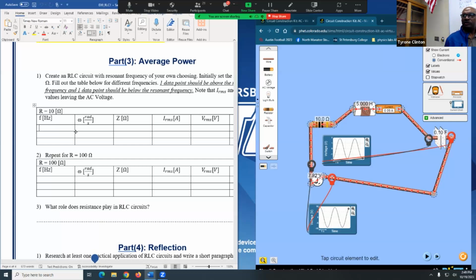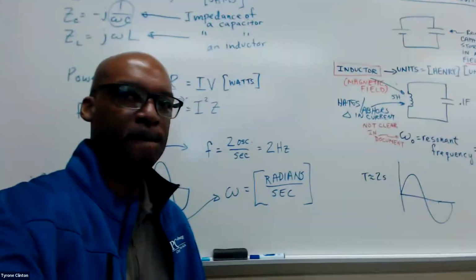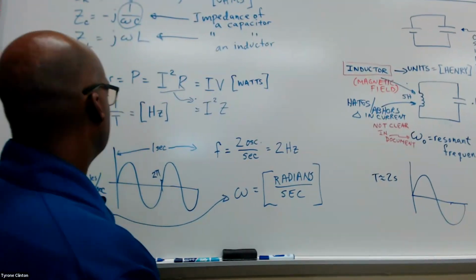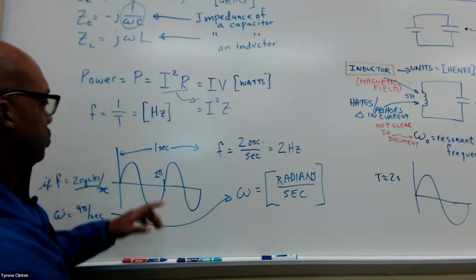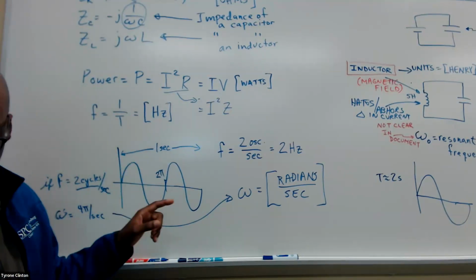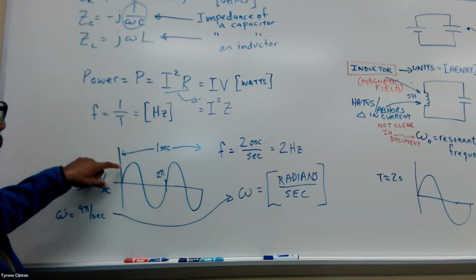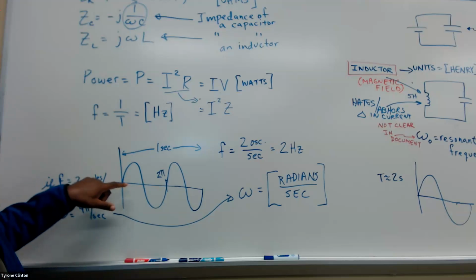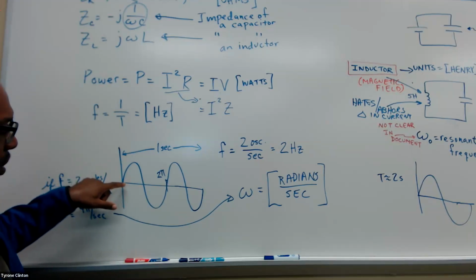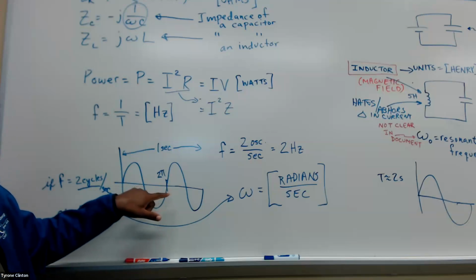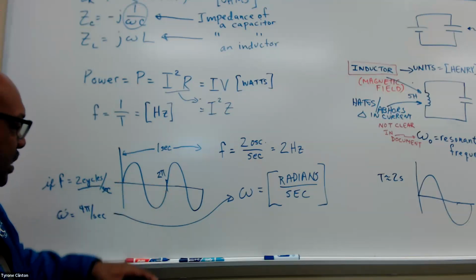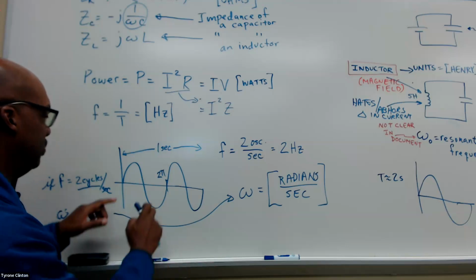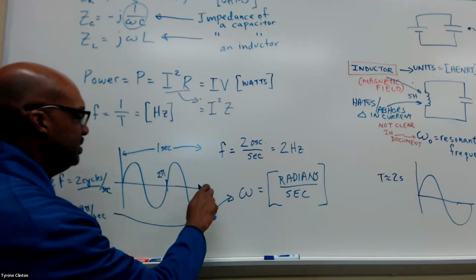Let me go to the whiteboard here. So the period can be found by figuring out how long it takes to go through one cycle. In this case right here, let's just say we looked at one cycle. This is time here.